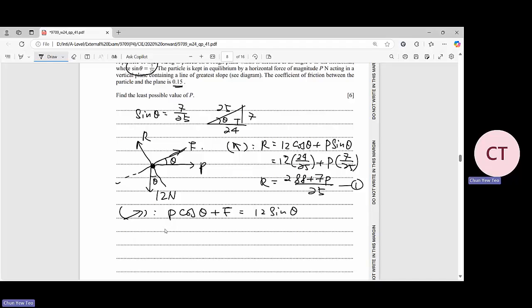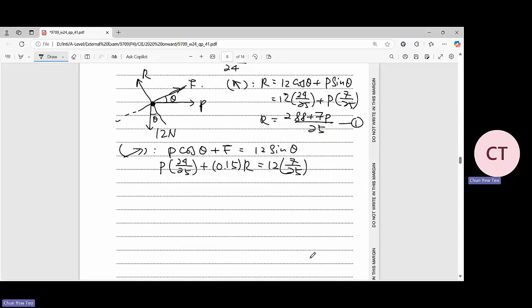But we know that to get the least value, you must make this a maximum frictional force. That means you can use mu R, plus the mu R. So your mu is 0.15. Okay, this is 12 sine theta. So I just call this one 2. 1 into 2, I get 24/25 P plus 3/20 R.